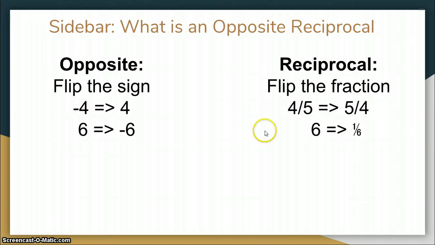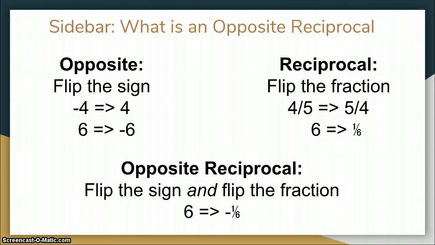That's the one I want to draw our attention to, because 4/5 becoming 5/4 is easy to see, but some of us really get tripped up with 6 becoming 1/6. Understand that 6 is 6 wholes, or 6 over 1, so it becomes 1 over 6. Now, if we have an opposite reciprocal, what that means is we have to do both things at once. So an opposite reciprocal means we flip the sign and flip the fraction. So that 6 now becomes negative, that's the opposite part, 1/6.